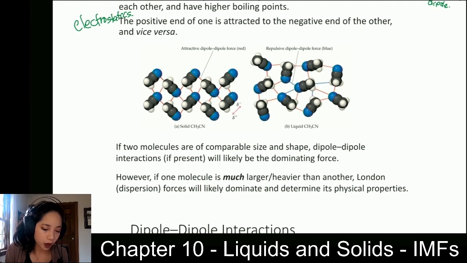So typically, if you're comparing two molecules, one being polar, one being nonpolar, the polar molecule's dipole-dipole interactions will be the more dominating force holding that molecule together. However, if a molecule is much, much heavier, then London dispersion forces will also dominate. So this kind of explains some of our anomalous boiling point temperatures that we see. If a molecule is so heavy, then London dispersion forces do dominate.